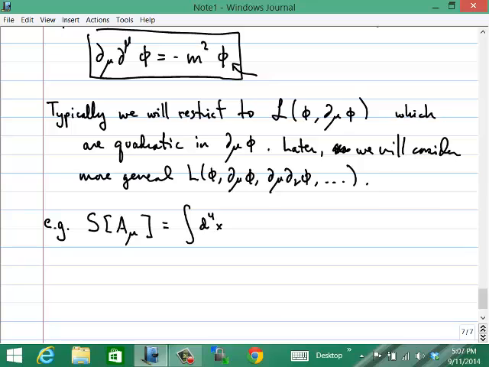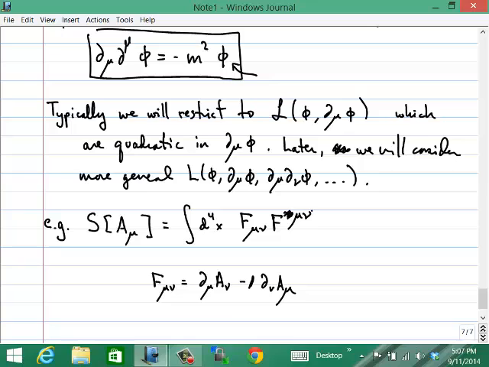Now, you can ask what sort of scalar can you construct from first derivatives of A mu. Well, we already saw that F mu nu, which was the antisymmetric combination of first derivatives of A mu, was a (0,2) tensor. So if you want to construct a scalar out of that, you need to start contracting indices.